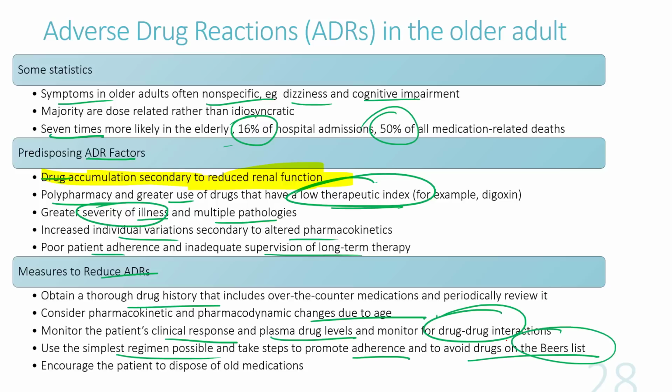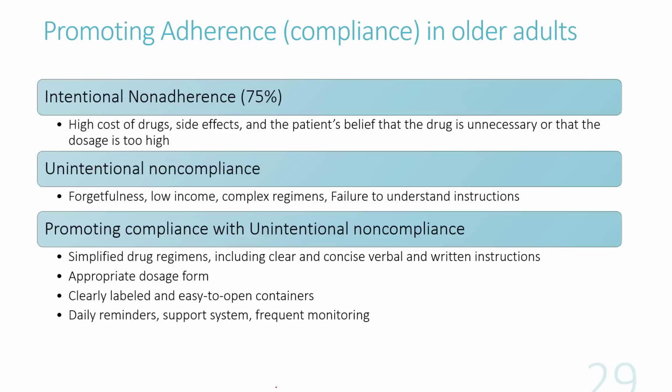And avoid drugs that are on the Beers list. The Beers list is drugs that have a higher rate of toxicity for older patients. And then encourage patients to dispose of old medications because they don't work as effectively, and if the old medications are around, they might be tempted to not purchase new medications that are effective.